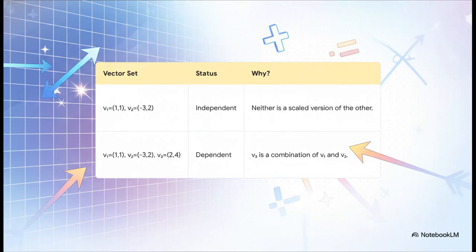So look at that first set. The vectors (1, 1) and (-3, 2). They're independent. Why? Because you can't just scale one up or down to get the other one. They point in truly different directions.